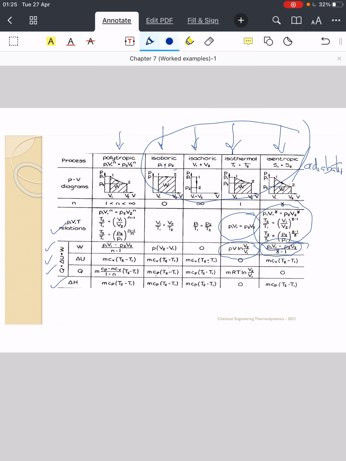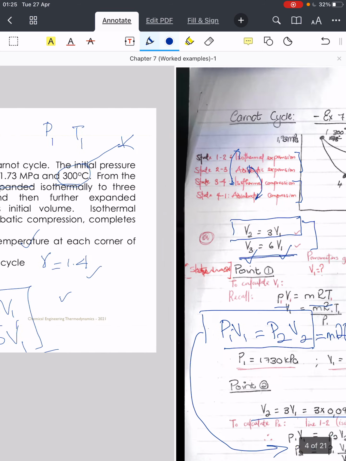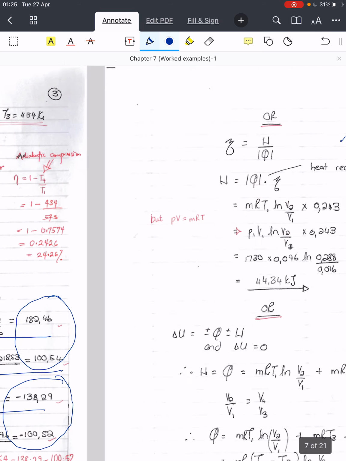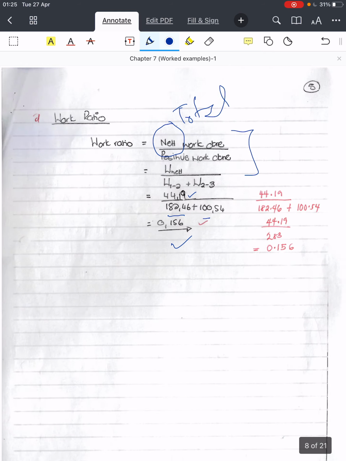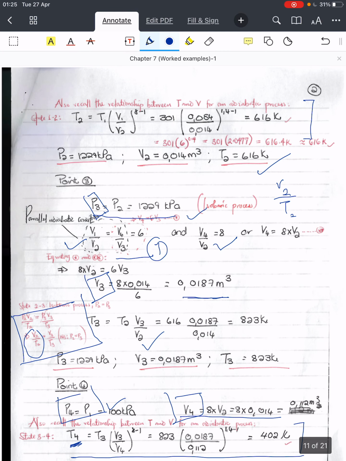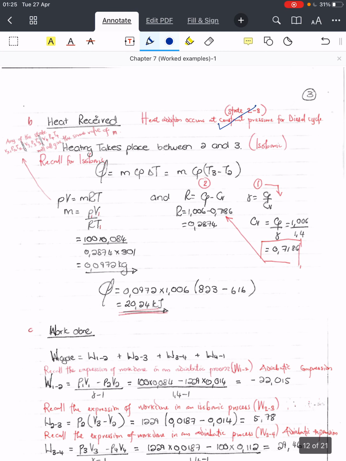There we go. So we've got this. We've got that for the heat at isobaric conditions. So we'll take that equation. Let's bring it back here. We need to scroll down further. Yes, so isobaric condition.